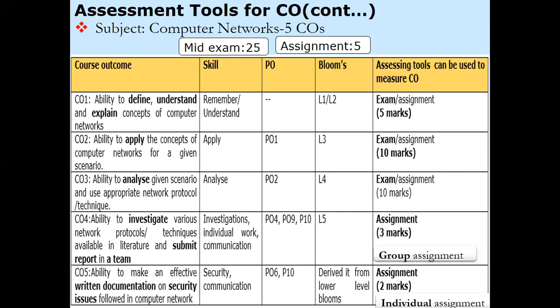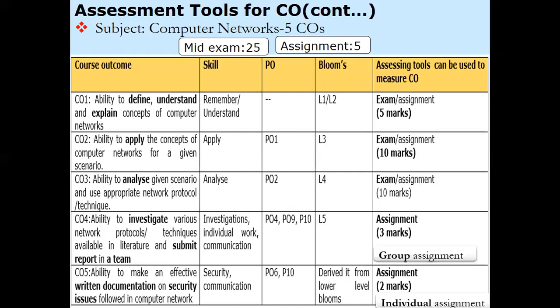Here, the student has the ability to investigate the various network protocols or techniques available in the literature and submit the report in a team. With respect to this, in order to assess this particular CO, I am using the assignment. In the sense, I'm giving a problem to a group of students. These students have to do the literature work, then do it as a team, and then submit the report. That's the meaning of that.